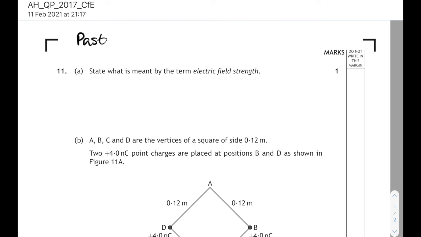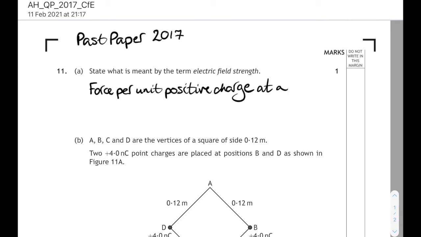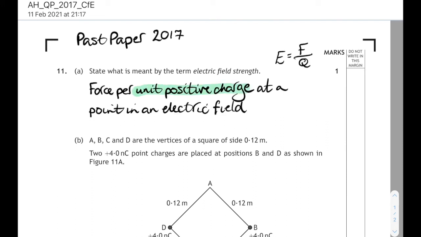Right. This is another paper, 2017 paper. Oh, notice something similar. Exact same question to start off with. Different year. What's meant by electric field strength? It's the force per unit positive charge at a point in an electric field. Don't forget to mention it's a positive charge.